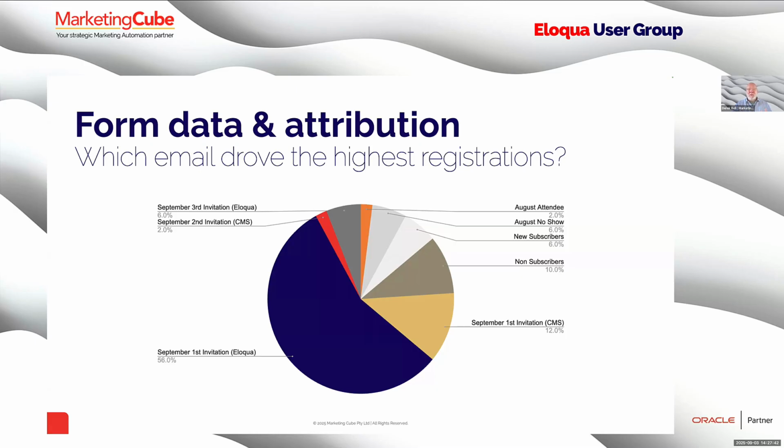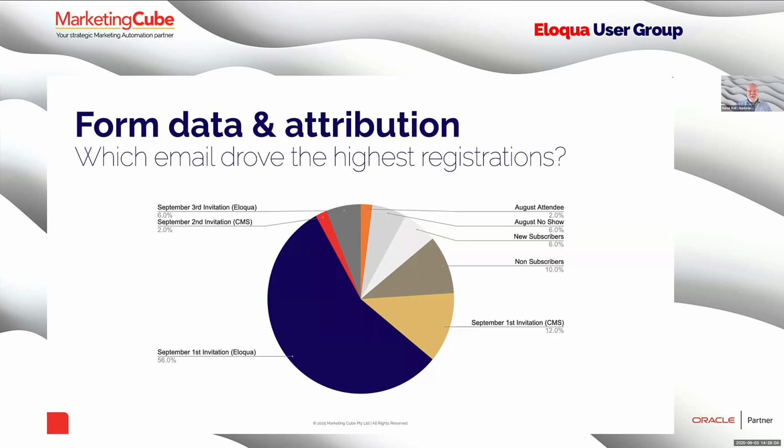So what we do is about every 3 or 4 months, we cycle through and reach out to that group and just invite them. Hey, this is what you've been missing out on. We'd love you to come and join us, that sort of stuff. And so 6% of people who registered for the user group this month were non-subscribers. Now they are subscribed through the Eloqua user group.